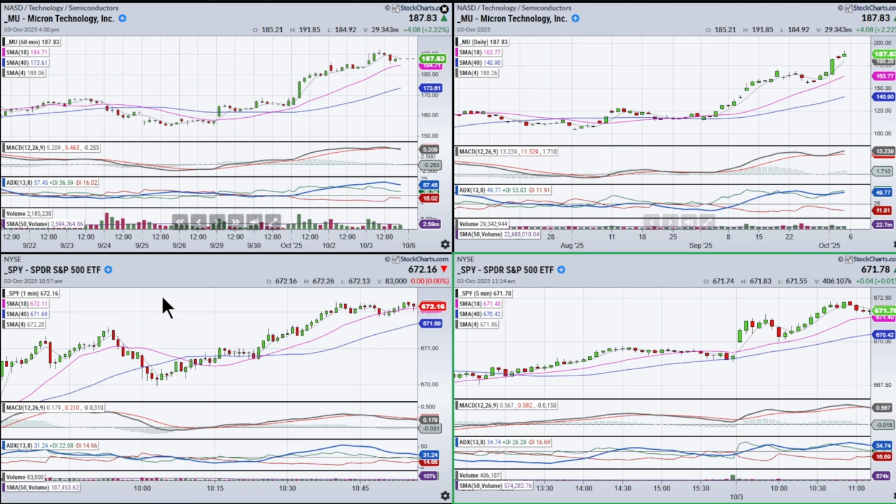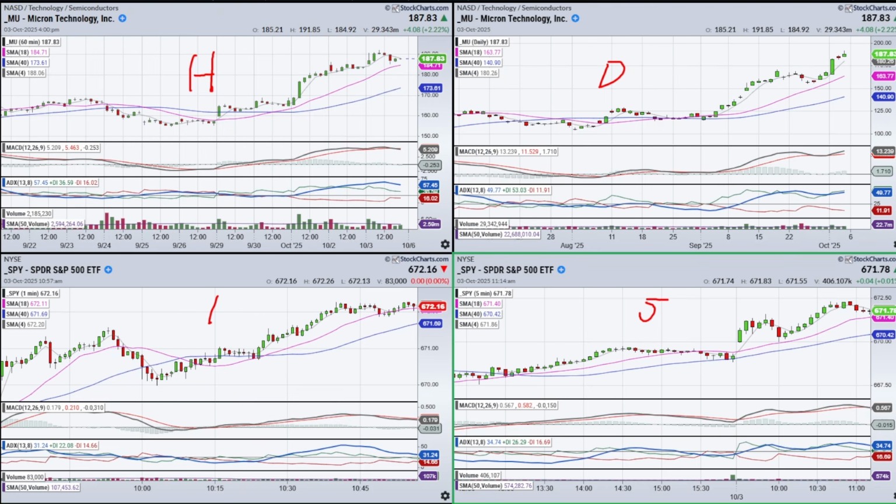Okay, so the chart setup is a little bit different than what I typically show. On the top here, the top two charts are Micron Technology, and I've got a daily chart on the upper right and an hourly in the upper left. Now on the bottom, I've got the SPY, and I've got a 5-minute SPY on the right and a 1-minute SPY on the left.